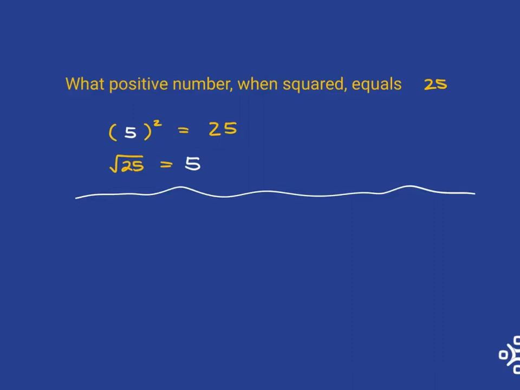So if we start at the other end, for example, we ask, what's the square root of 49? What we're asking is, what positive number, when squared, will give me 49 as the answer? And that should easily be known to you as 7, and so the square root of 49 is 7.